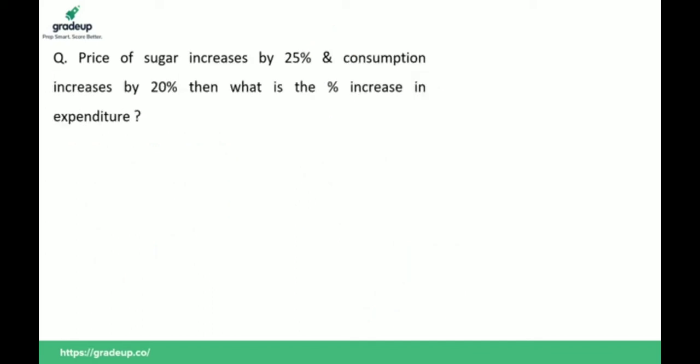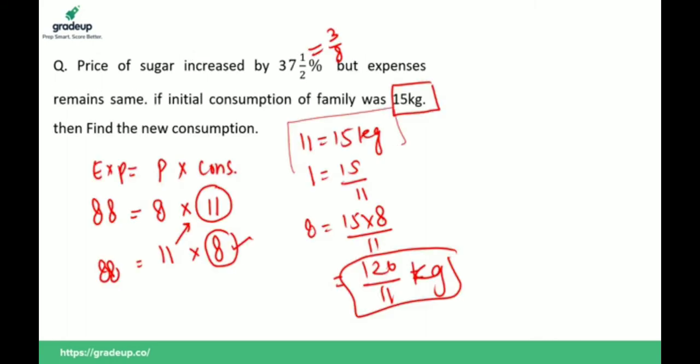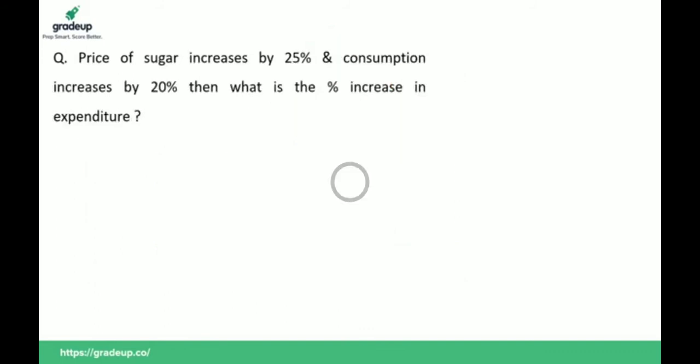Now please try to do this question, guys, very fast. Ajay, we are taking 11 equal to 15 kg because the initial consumption here is 11 units, and in this question the initial consumption was 15 kg. Okay, now let's try to do this question. Fast.